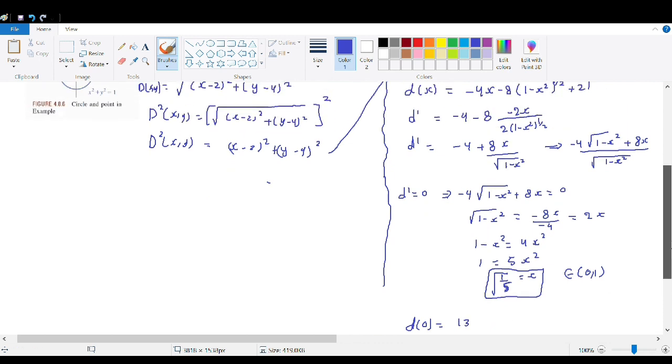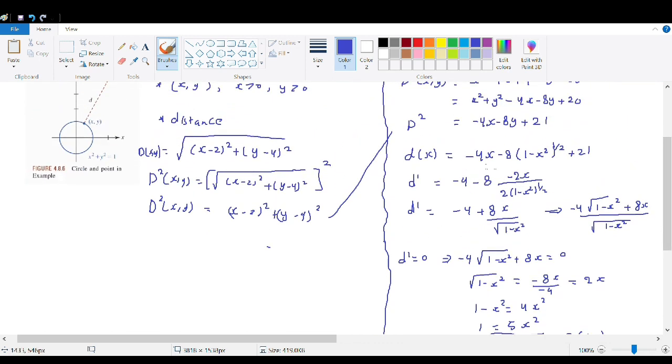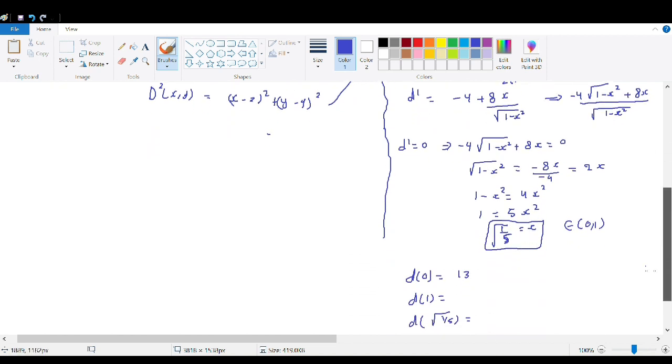If we replace x by 1, it will be minus 4 minus 8. This one will be 0. So minus 4 plus 21, this will give us 17. So here we have 17.